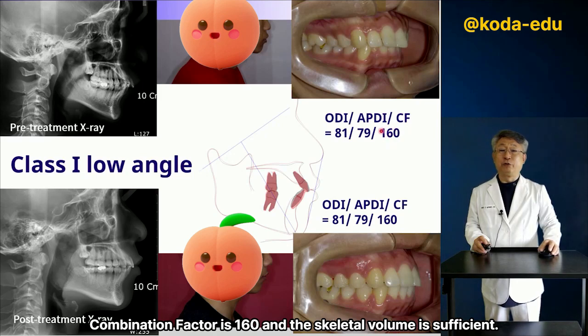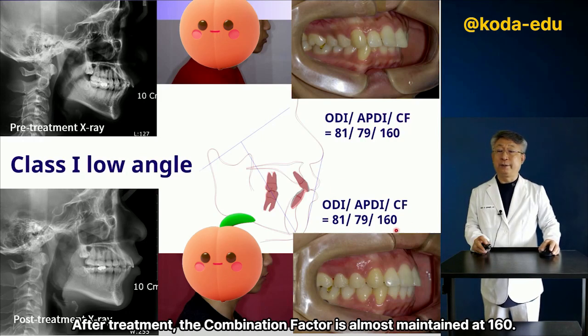Combination factor is 160 and the skeletal volume is sufficient. After treatment, the combination factor is almost maintained at 160.